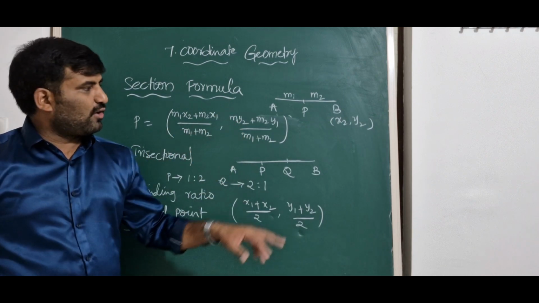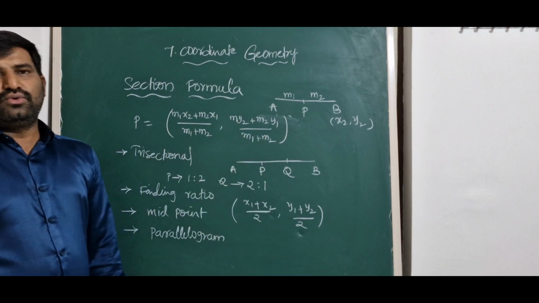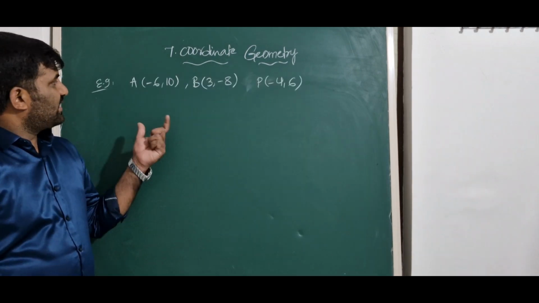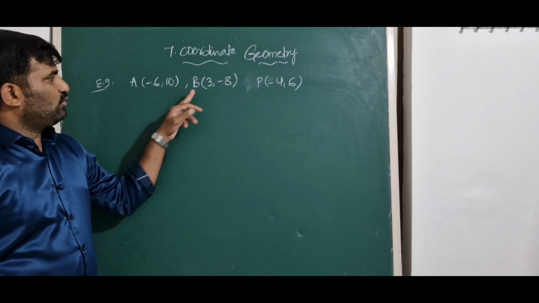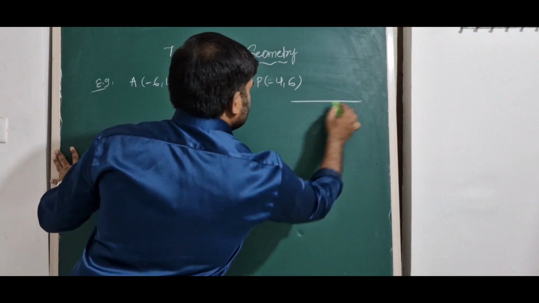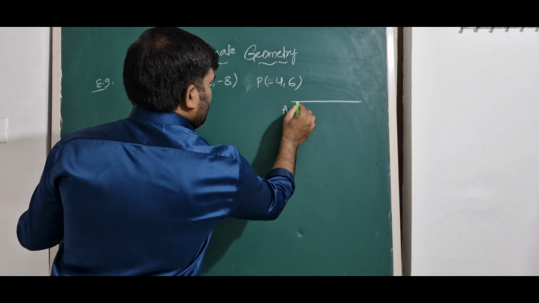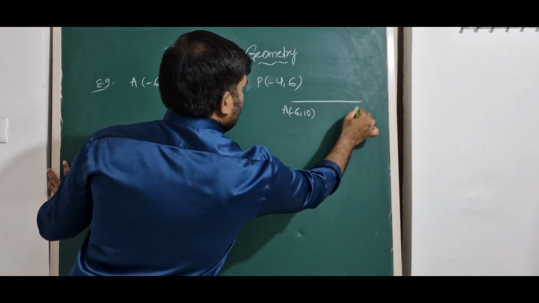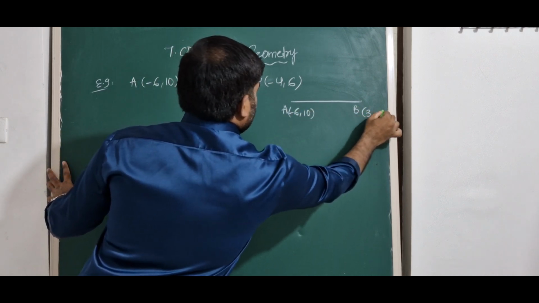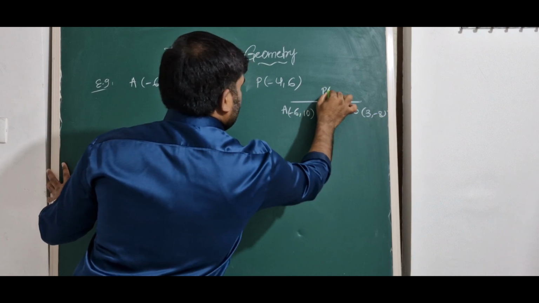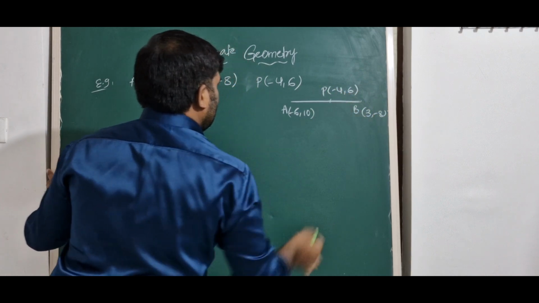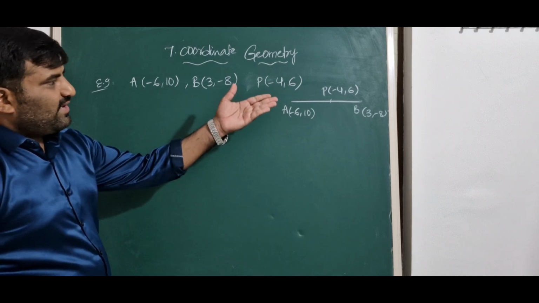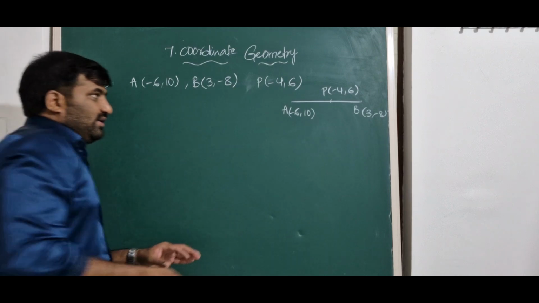I will explain one example of how to find the ratio between two vertices. Here the example is: A and B are two points, and point P is dividing the line segment AB. A is minus 6 comma 10 and B is 3 comma minus 8. Point P is also given. Normally we find point P using the formula, but here we already have the value of P, so we should find the ratio.